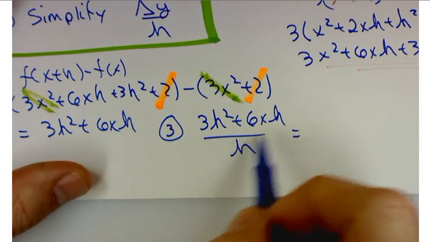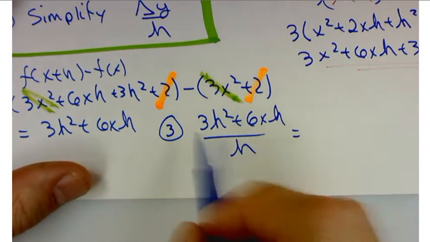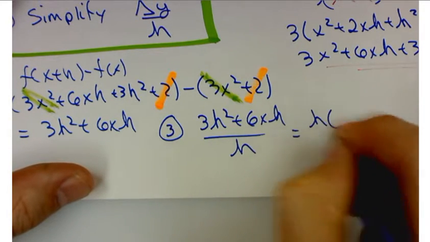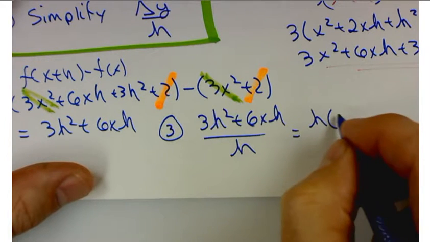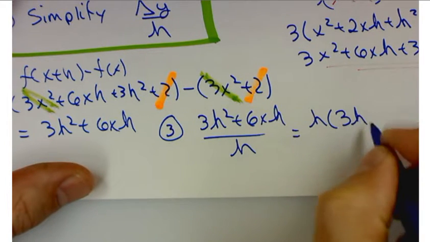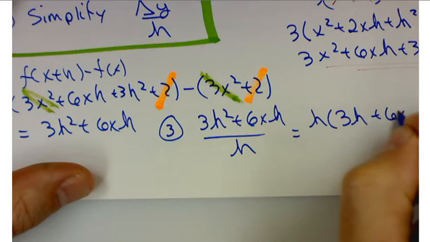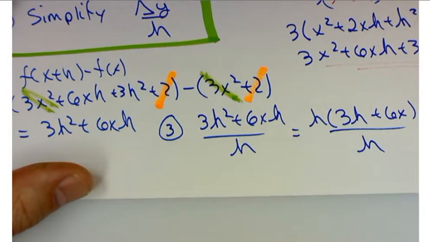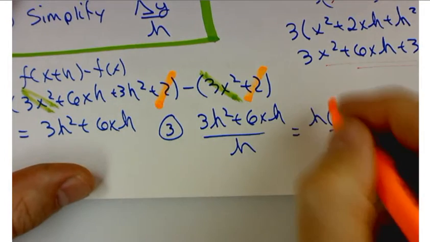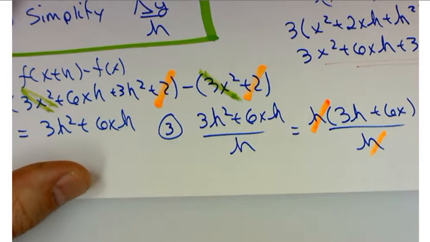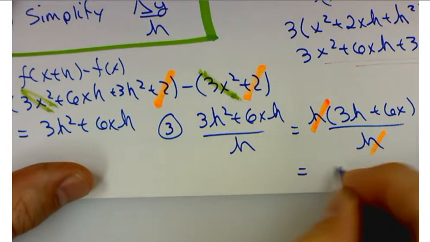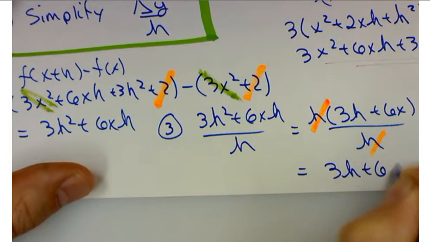Well, I can factor out an h from the numerator. I can factor out more, but I'm only concerned about the h. So I'll factor out the h times 3h plus 6x, and the h's cancel. So your final answer here is 3h plus 6x.